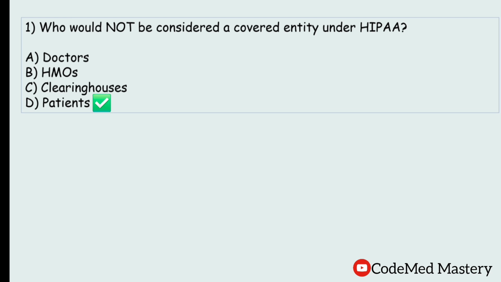Under the Health Insurance Portability and Accountability Act, covered entities include healthcare providers like doctors and health plans and healthcare clearing houses. These entities are responsible for protecting the privacy and security of patient information. Patients themselves are not classified as covered entities.